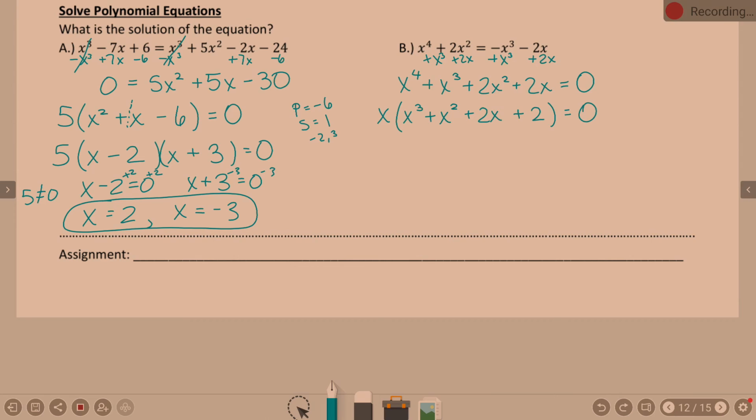Now, that x out front carries down no matter what. Do not lose it because that represents an answer. If you lose it, you've lost an answer.